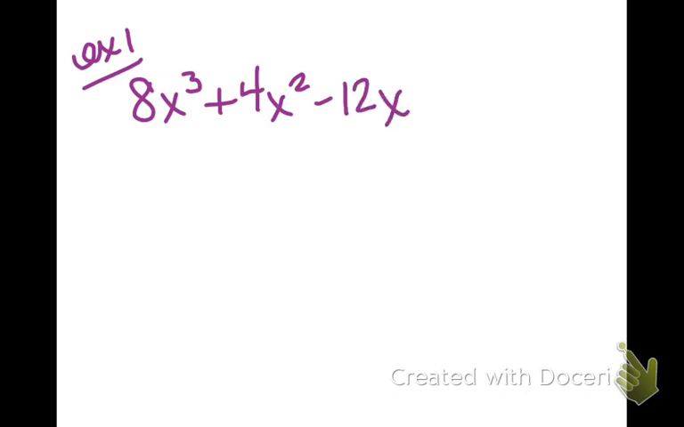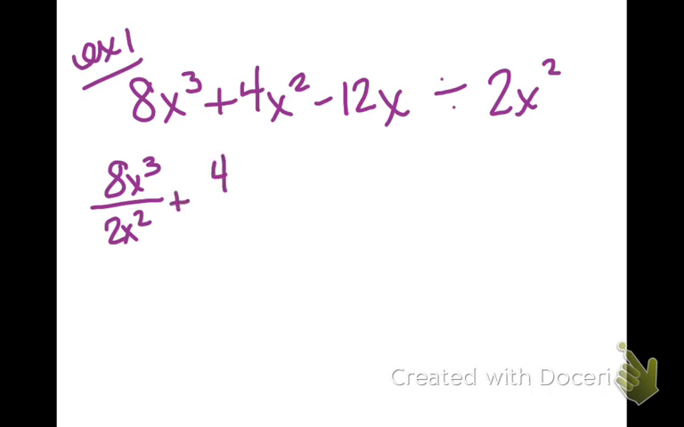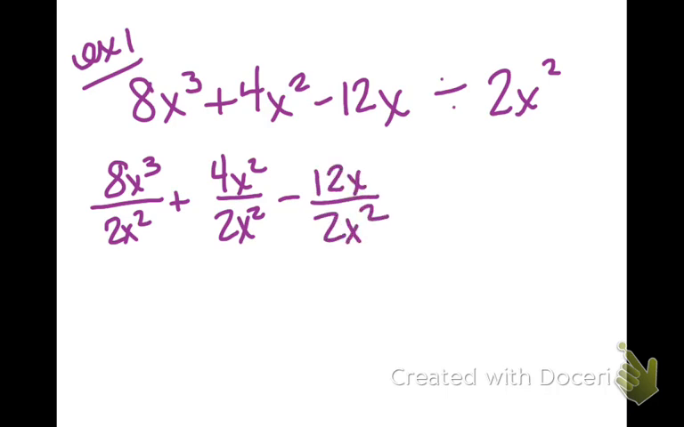So we're going to take 8x cubed plus 4x squared minus 12x and divide that by 2x squared. So each term in the trinomial needs to be divided by the 2x squared. So we could rewrite it like this: 8x cubed divided by 2x squared plus 4x squared divided by 2x squared minus 12x divided by 2x squared. And then just simplify each of these terms that you see.